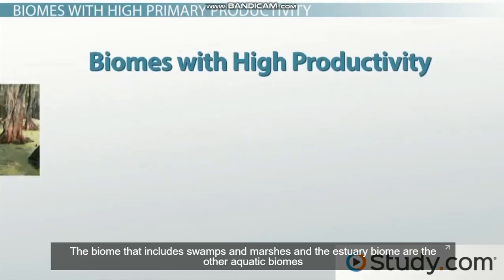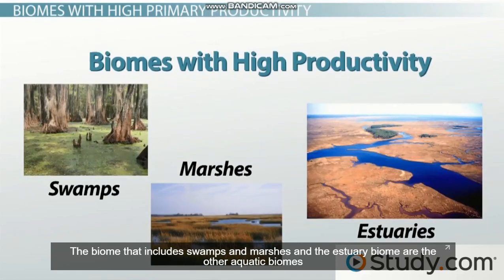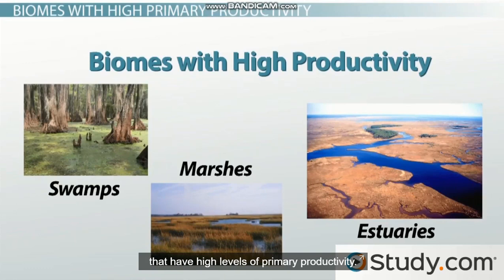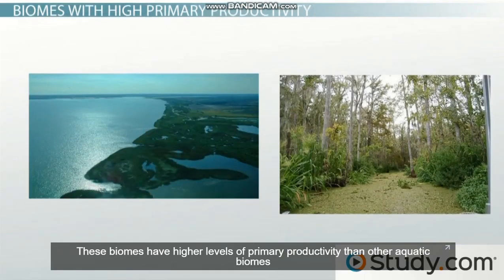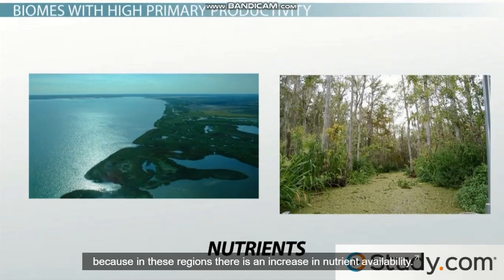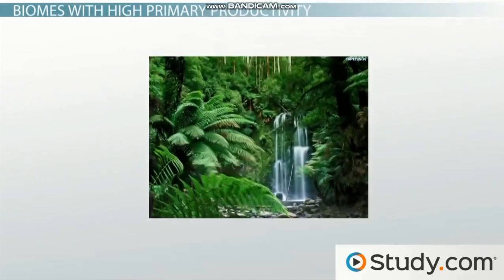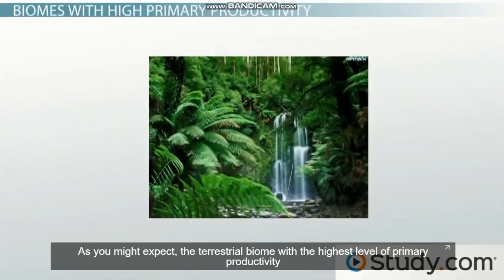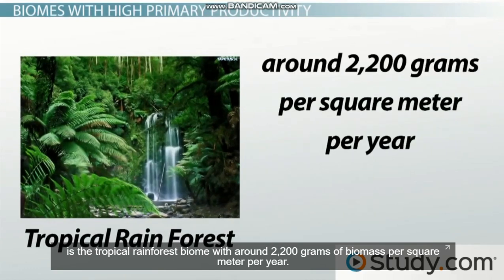The biomes that include swamps and marshes and the estuary biome are the other aquatic biomes that have high levels of primary productivity. These biomes have higher levels of primary productivity than other aquatic biomes because in these regions there is an increase in nutrient availability. As you might expect, the terrestrial biome with the highest level of primary productivity is the tropical rainforest biome, with around 2,200 grams of biomass per square meter per year.